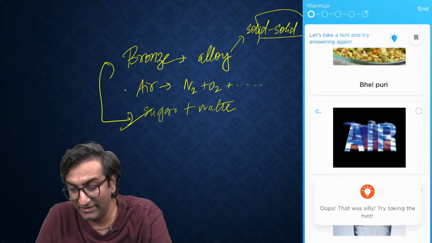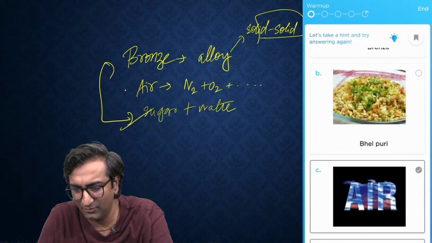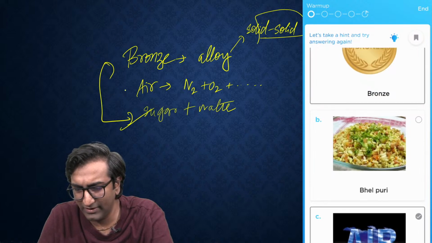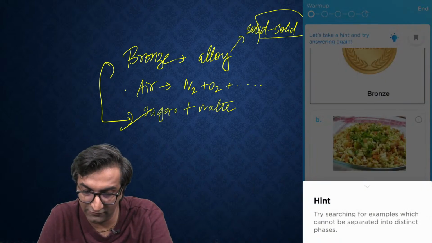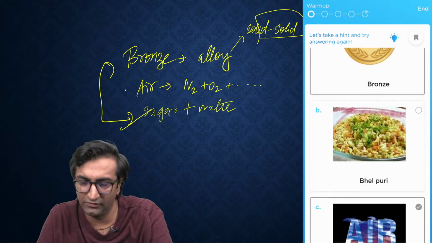Okay. Yeah, see, it's saying oops, I was silly. मतलब looks like this must be the correct answer, right? मतलब air भी शायद होना चाहिए यहाँ पे. Let's look at the hint. It's saying there's a hint over here. Try searching examples. Cannot be separated into distinct phases. Yeah, air cannot be separated into distinct phases.